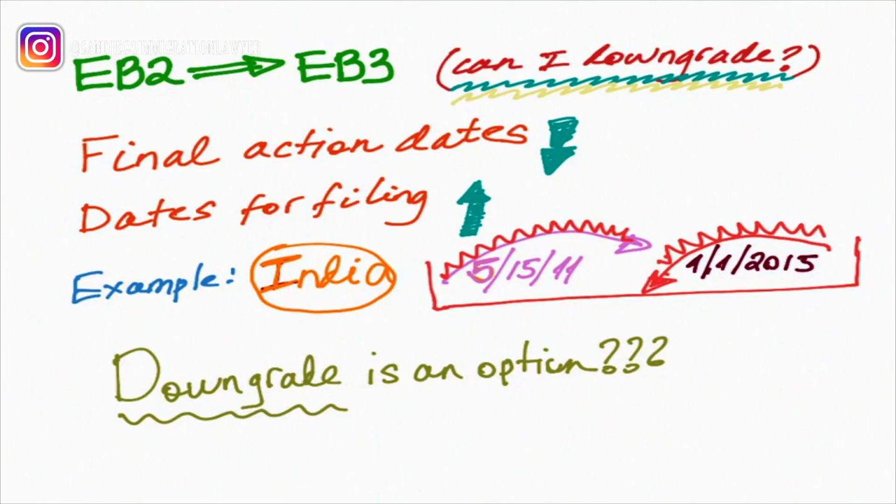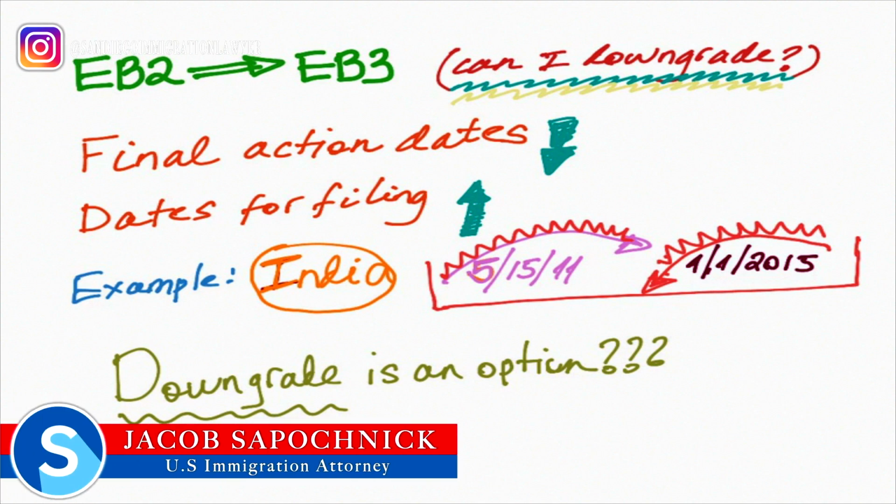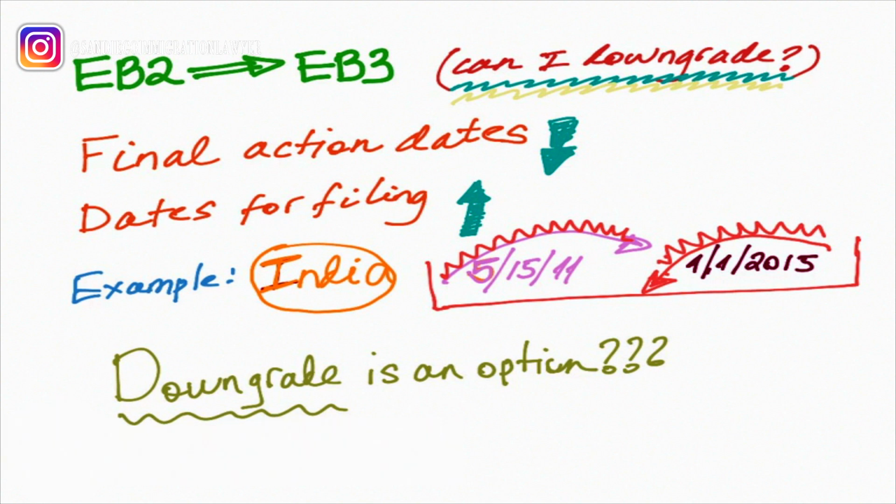All right, so let's talk about downgrading from an EB2 to the EB3 preference. Can you downgrade, and why should you downgrade? So let's talk about it. As I mentioned in previous videos, I made the video about the October Visa Bulletin, and it came pretty late this year. This year, there was almost no movement whatsoever in the final action date, but definitely a significant movement in the dates for filing, specifically for certain countries. We're going to talk about it later on in the video, like for example India.